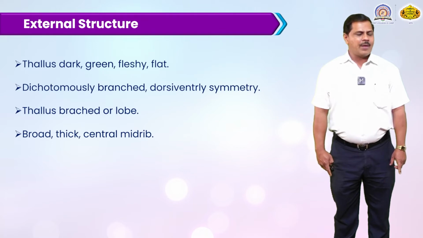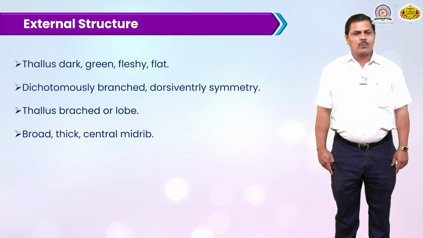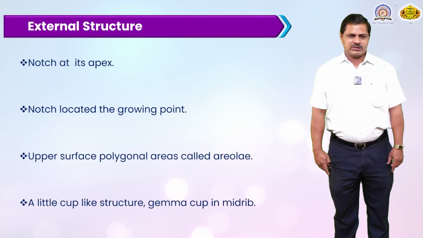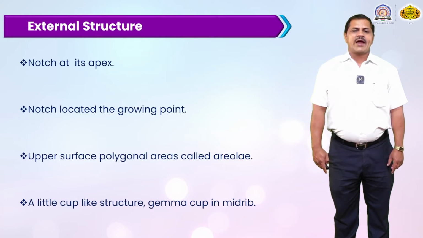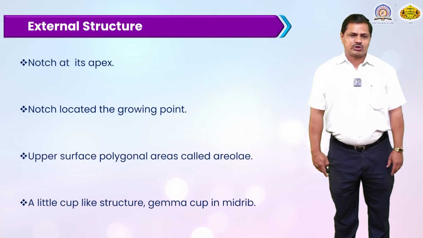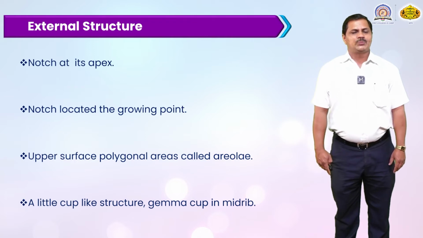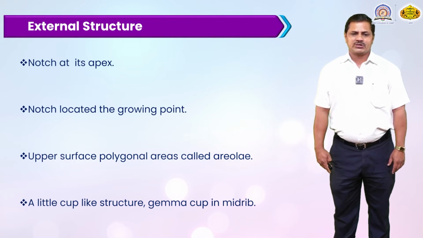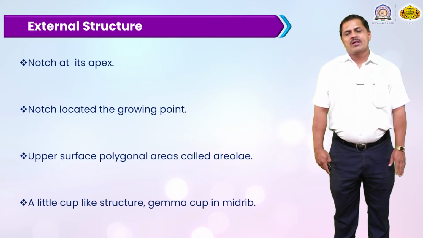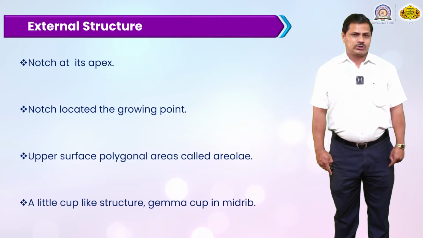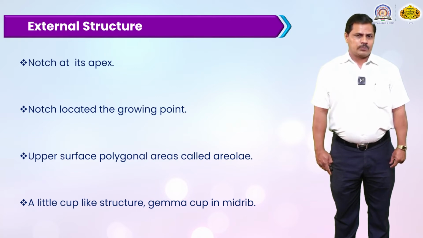A central, prominent midrib is also present in the thallus structure of this Marchantia species. Notch at the apex, the apical notch. It is present at the apex of the branching of each Marchantia thallus. The notch is located at the growing point where the thallus grows. At that point the notch develops at the apical portion of the thallus structure.